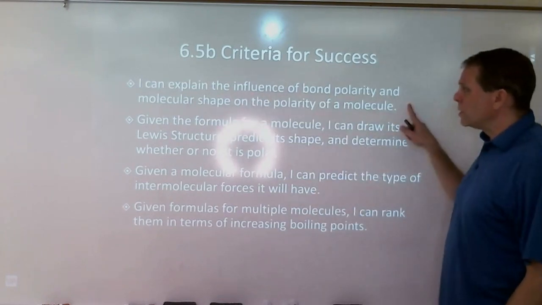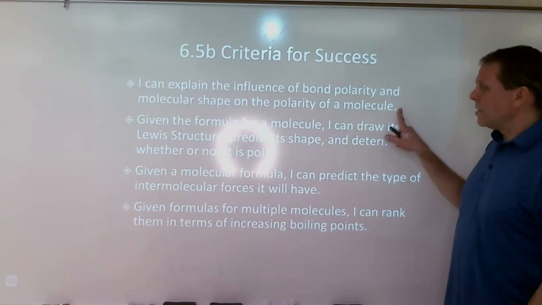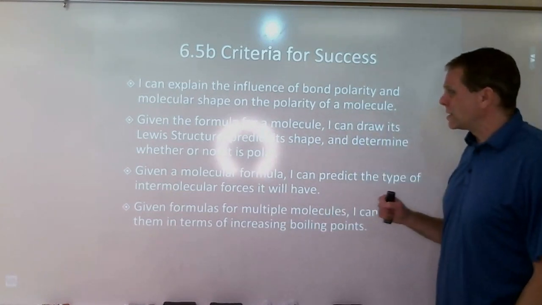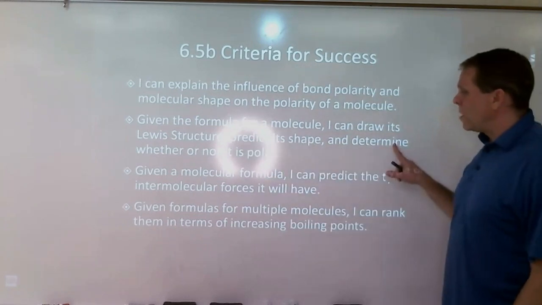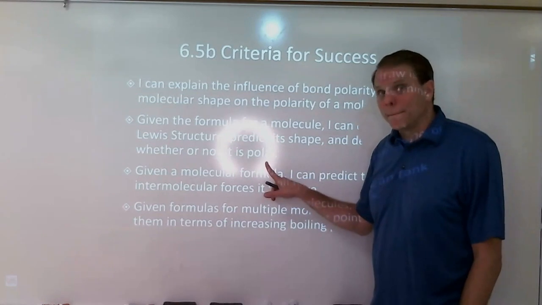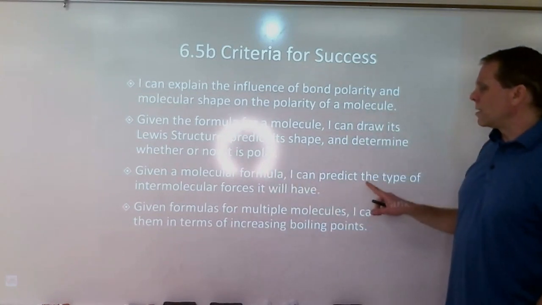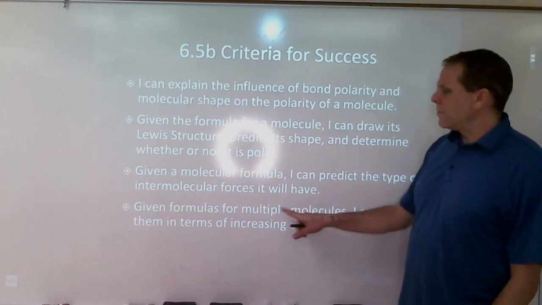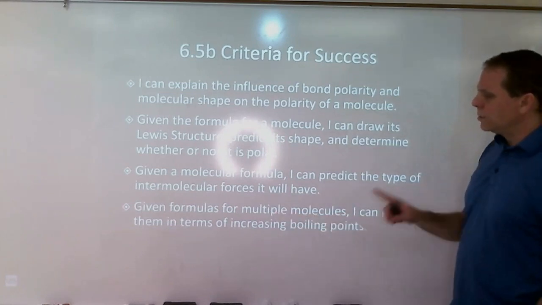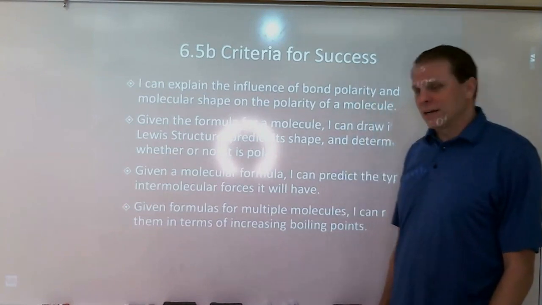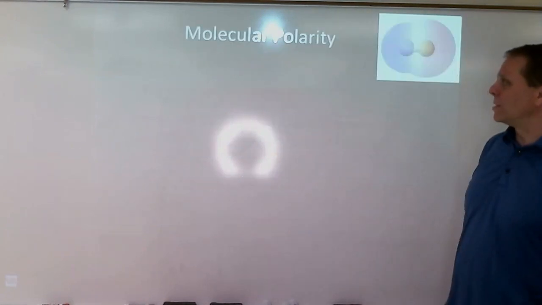All right, so your criteria for success. You can explain the influence of bond polarity and molecular shape on the polarity of a molecule, and that's going to help you describe properties. Again, we love how this stuff connects to properties. Given the formula for a molecule, you can draw its Lewis structure, predict its shape, and determine whether or not it is a polar molecule. Given a molecular formula, you can predict the type of intermolecular forces it will have. And given formulas for multiple molecules, you'll be able to rank them in terms of their increasing boiling points. Oh my goodness, you guys are going to be like geniuses by the time you're done with this lecture.